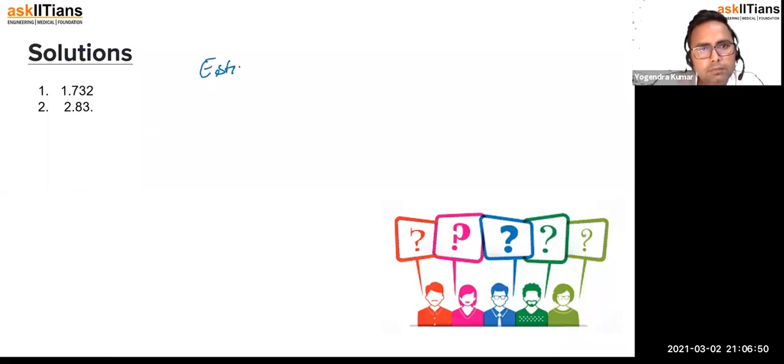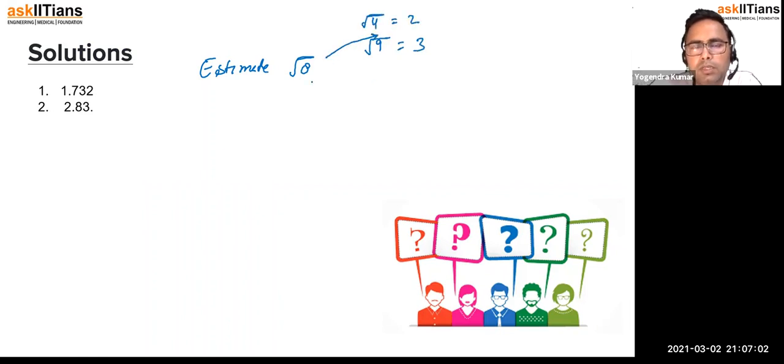Estimate root 8. So root 8 is going to be between what? Root 9 is 3. Root 4 is 2. So it is in between, right? And it is much closer to 9, right? So we'll choose 3 this time. Divide 8 by 3. So what do we get here?